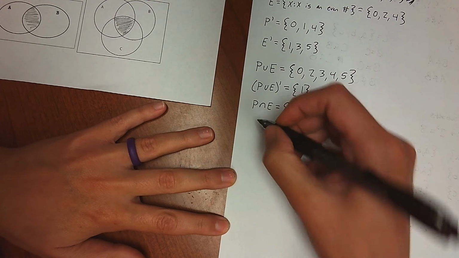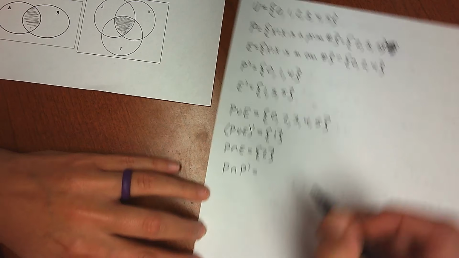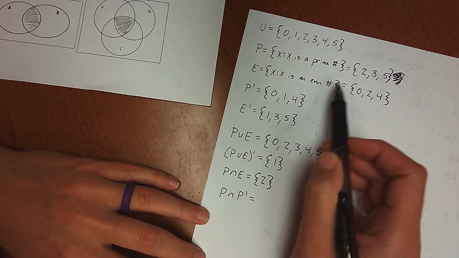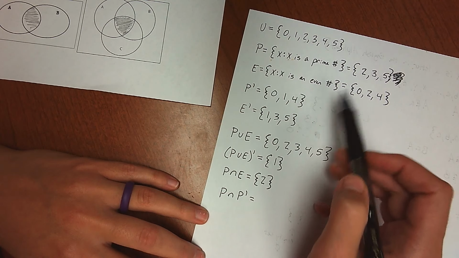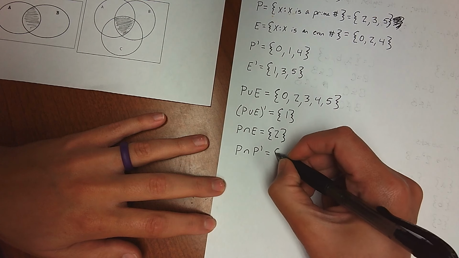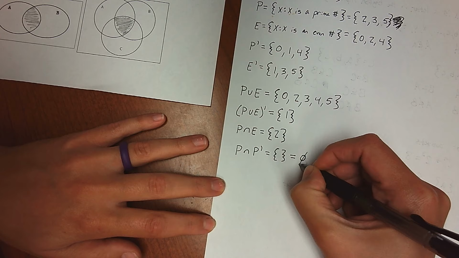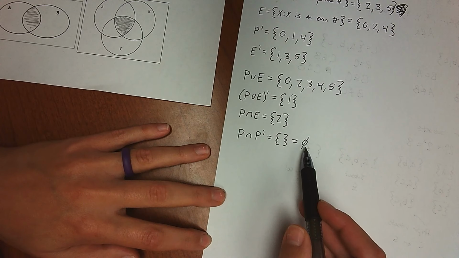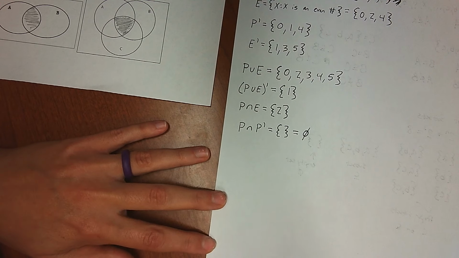Okay, let's do a few more. Let's do P and not P. Here's not P, here's P. What's in both? Well, nothing. There's nothing that's in both at the same time, which means I can either write this as a set of braces with nothing in them, or I can write this as the symbol for an empty set. There's no element in the intersection of P and P naught.